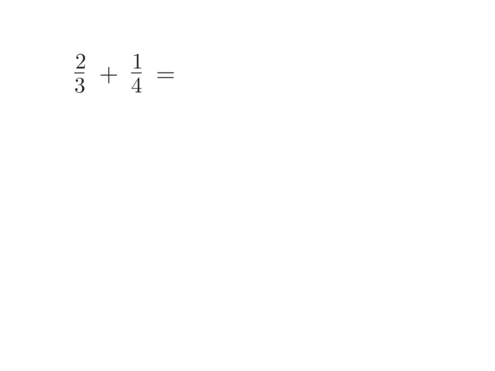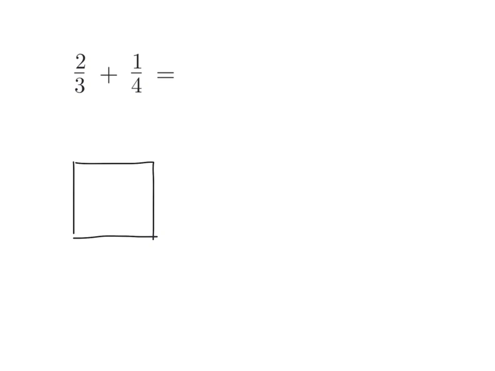Let's talk through this problem together. We have 2/3 plus 1/4. Do I have like units? Yes or no? No, because my first units are what? Thirds. And my second units are? 4. Okay, so we have to somehow rewrite this problem so we have like units. Let's start by drawing rectangular fraction models.